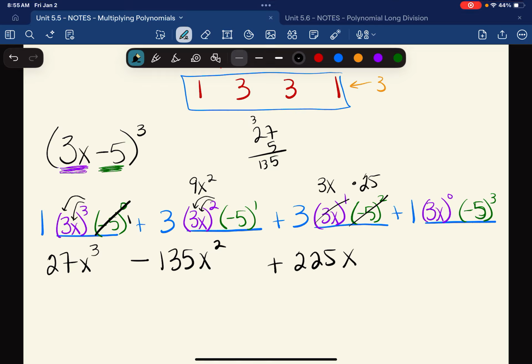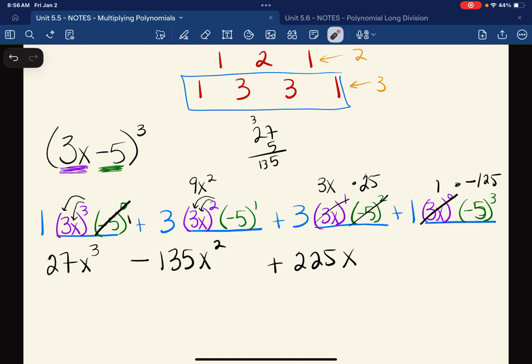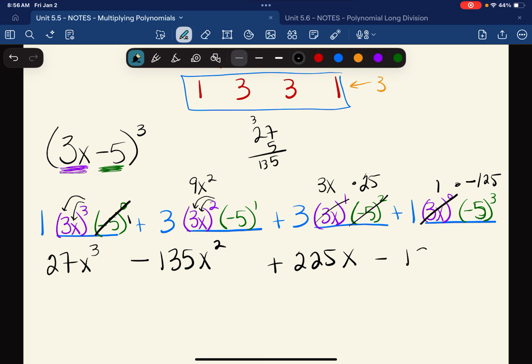And then our very last term, we have 1 times (3x) to the 0 power, which of course just becomes the number 1, times (-5) cubed. Negative 5 times negative 5 is a positive 25, but then when I multiply by a negative again, I get a negative 125. So when I multiply these values together, 1 times negative 125, we just get minus 125. And there is your expanded solution. 27x to the third minus 135x squared plus 225x minus 125.